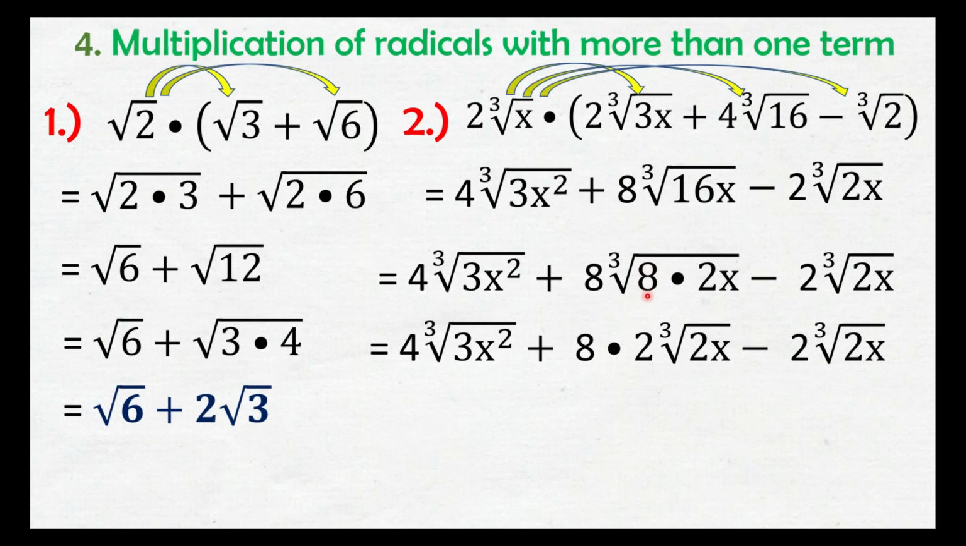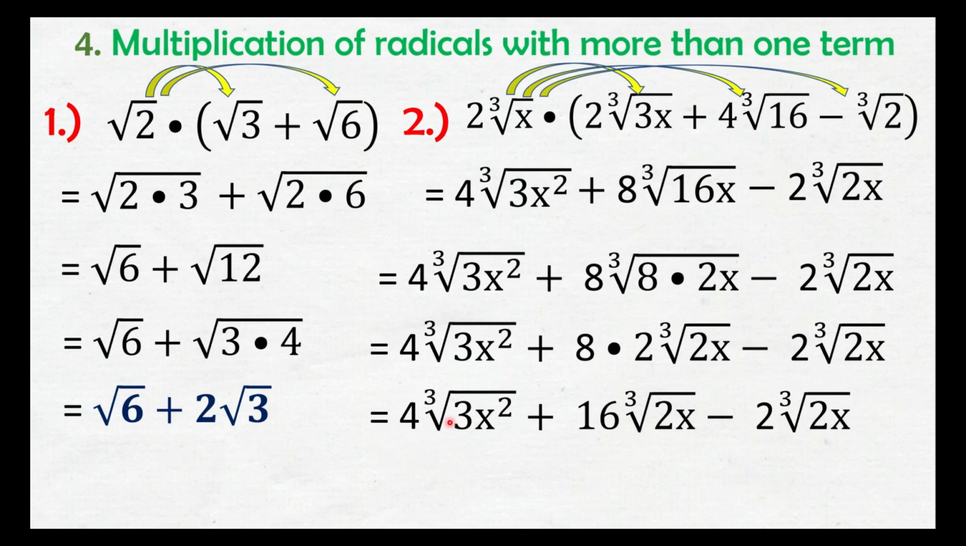So, ilalabas natin si 8 as 2, di ba? 2 times 2, 4 times 2, that is 8. And then, imumultiply natin to 8 times 2, that is 16. So, we have 4 cube root of 3x square plus 16 cube root of 2x minus 2 cube root of 2x. Dito mapapansin din natin na merong similar terms. Itong 16 cube root of 2x at si negative 2 cube root of 2x.